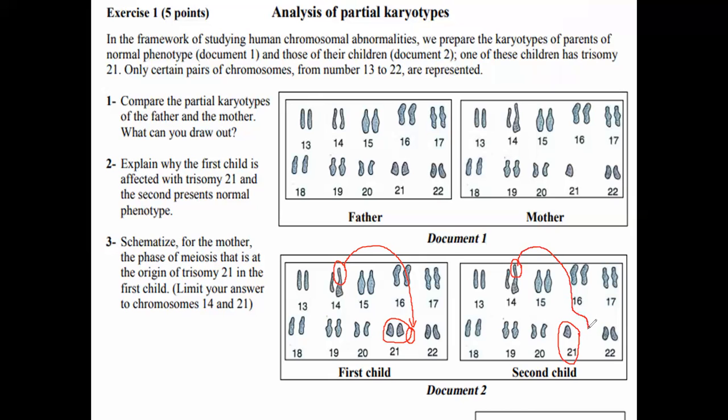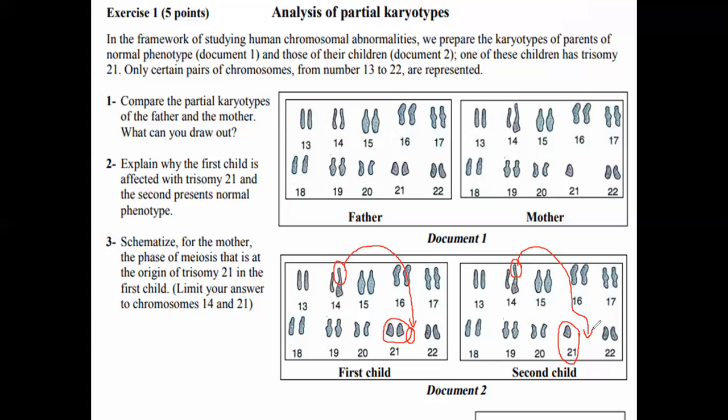This can also be explained by a reciprocal translocation, but here it's in the normal child. It has two copies of chromosome number 21 instead of having three copies. So this is the case here, and this can be explained in this child. The first child is affected with trisomy 21. However, the second child presents a normal phenotype.